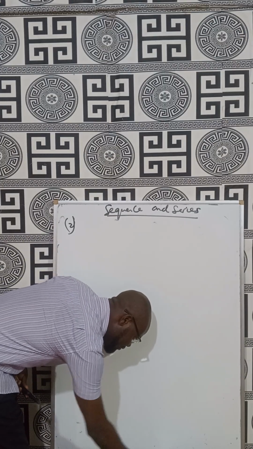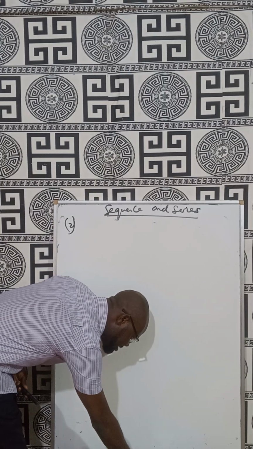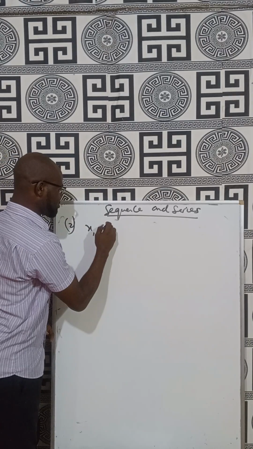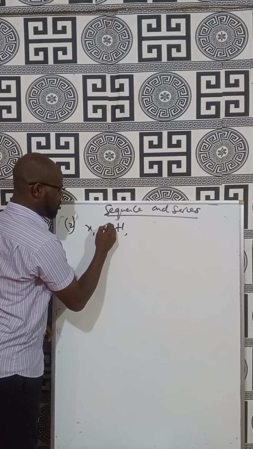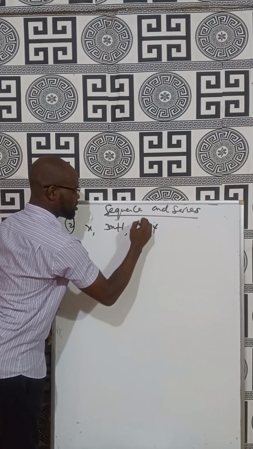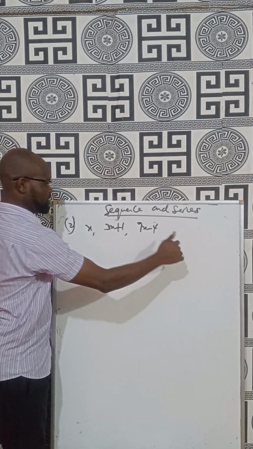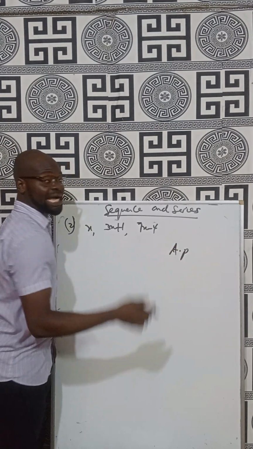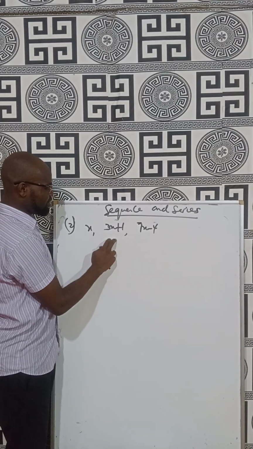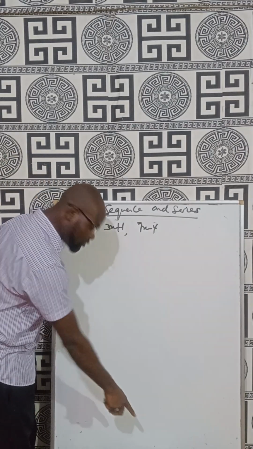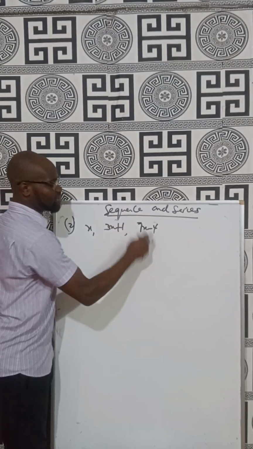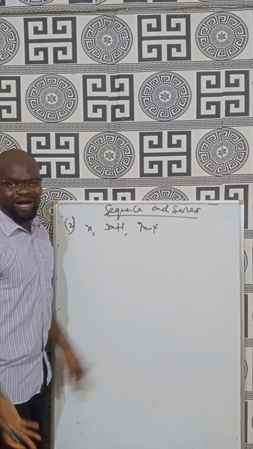Number two says the first three terms of an AP are x, 3x plus 1, and 7x minus 4. The first three terms of an AP, arithmetic progression, is the kind of sequence that we just finished solving now. So that means this is the first term, second term, and third term. We are asked to find x. How do you find x?